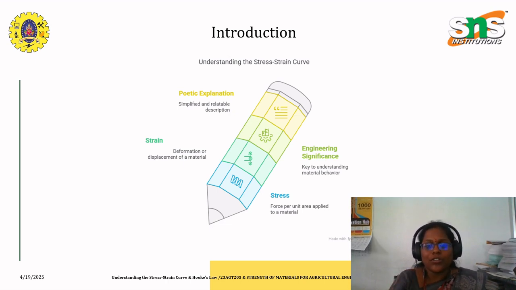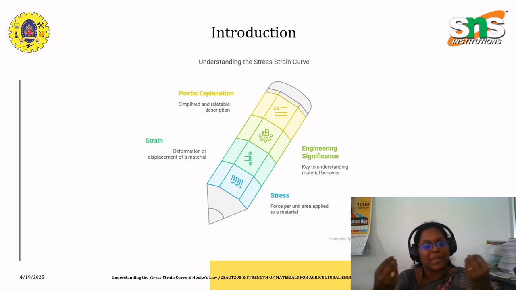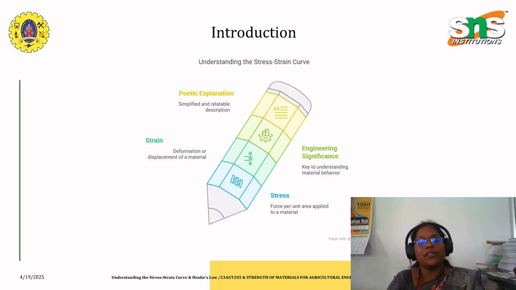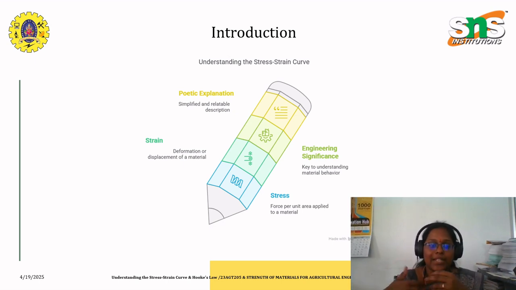In order to understand material behavior, we have to identify their engineering significance, and also we have to know what is stress. We know from the previous class that stress is force per unit area applied to a material. You can imagine that you are slowly pulling a piece of metal, similar to a rubber band, say a very thin steel wire. Now think that you are increasing the load gradually and you are measuring how much it stretches.